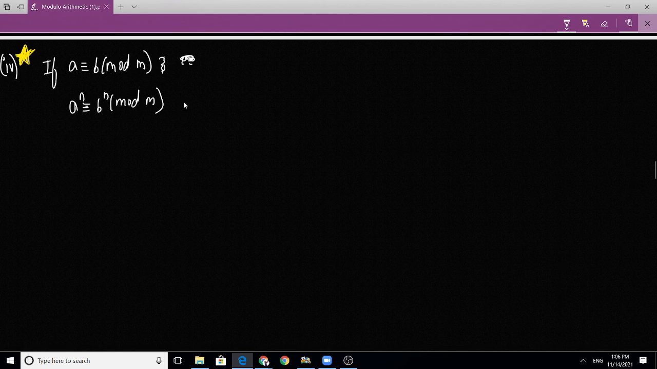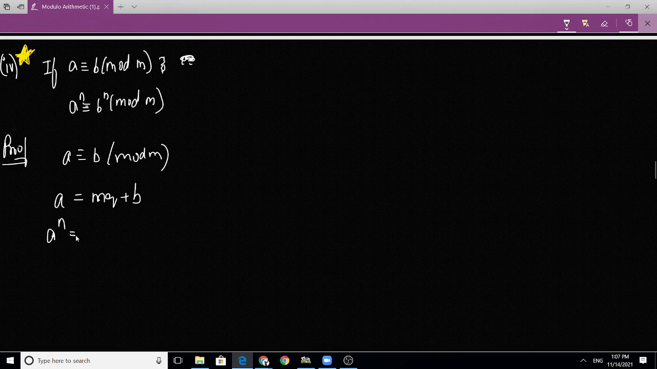A congruent to b mod m, and then a power n congruent to b power n mod m. Then, I'm going to prove this. I want you to try this again, so just pause the video and try. a congruent to b mod m can be written as a equals mq plus b. Now just take it to the power n.